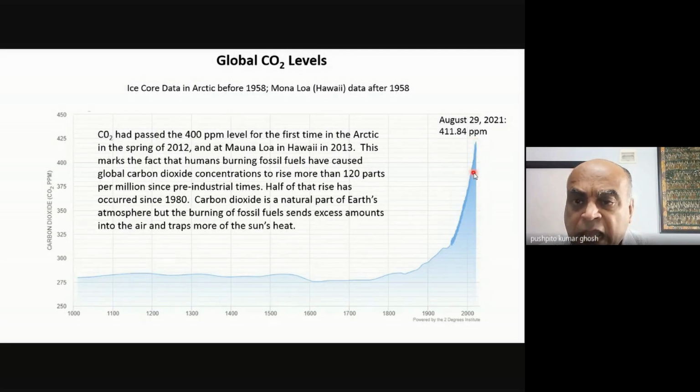this curve. And today, I just took the data from August 29th, just 3 days ago, and this is the level of carbon dioxide today: 411.84 ppm. Can you imagine, from 275, we have gone to almost 412. It's just amazing. The atmosphere is so huge, and to have made a difference of something like 130 ppm is mind-boggling.